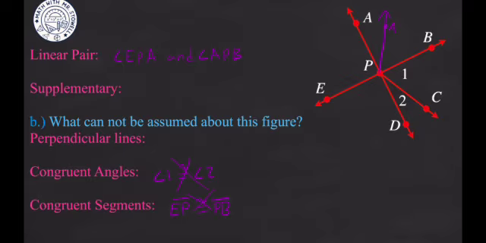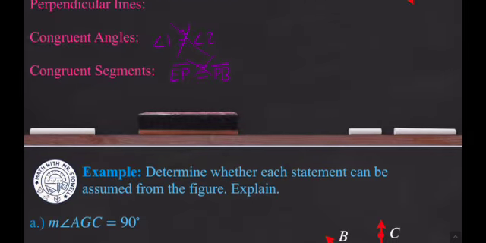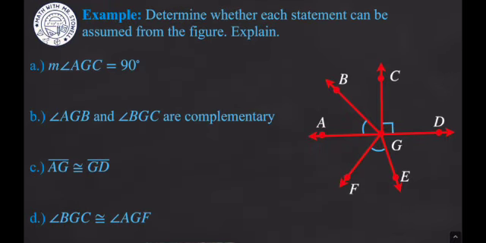But we cannot assume that, okay? So we have to be very, very careful about the things we can assume. So congruence, you can never assume. Perpendicular, you cannot assume. Let's look at this example. Determine whether each statement can be assumed from the figure.